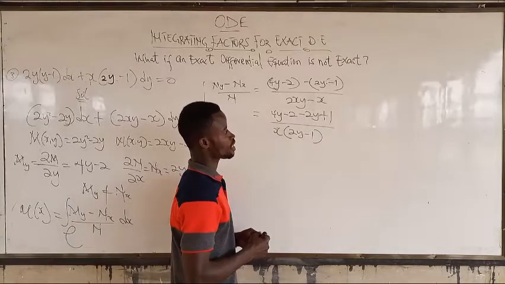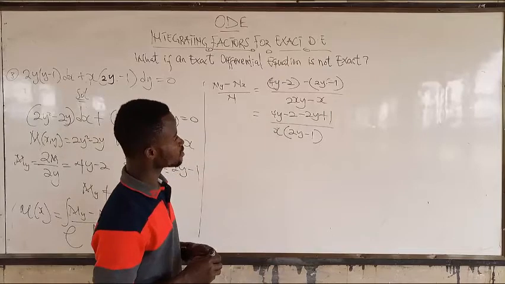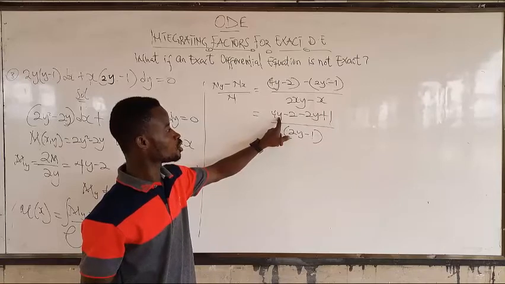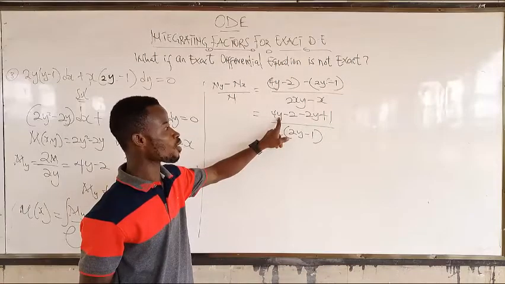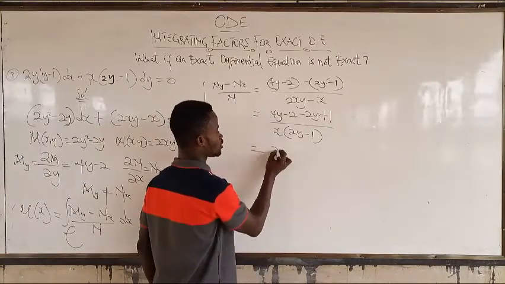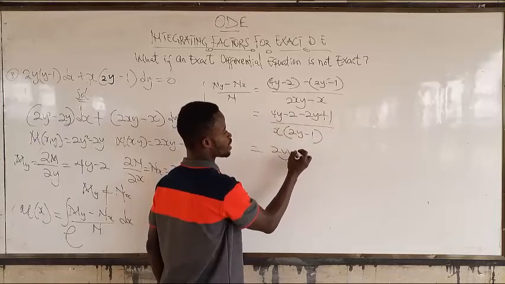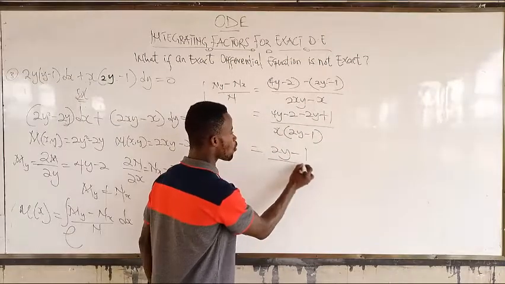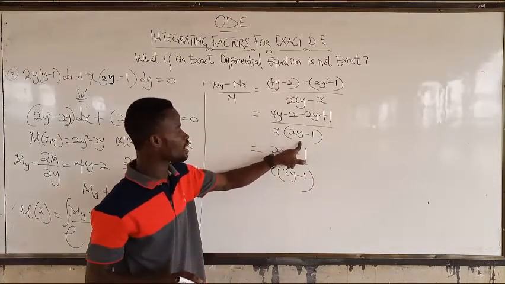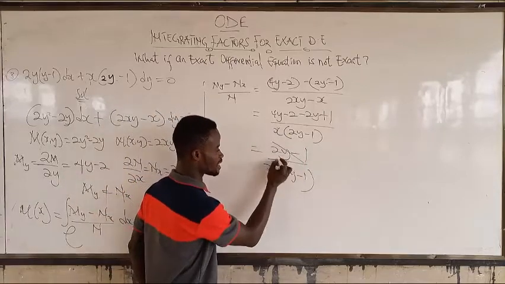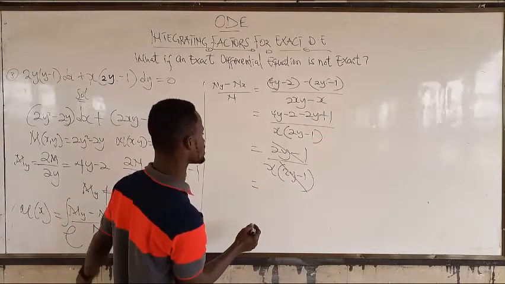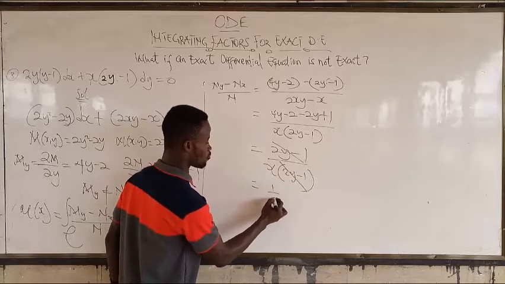Now, looking at what we have here, you can see clearly that the top is going to be in terms of y, the numerator. So watch. This to this, you get 2y. Then this to this, you get minus 1 over x(2y minus 1). That is why we have factored the y and the x out here. So this is exactly this. Beautiful. So the integrand of the integrating factor is going to be 1 over x.